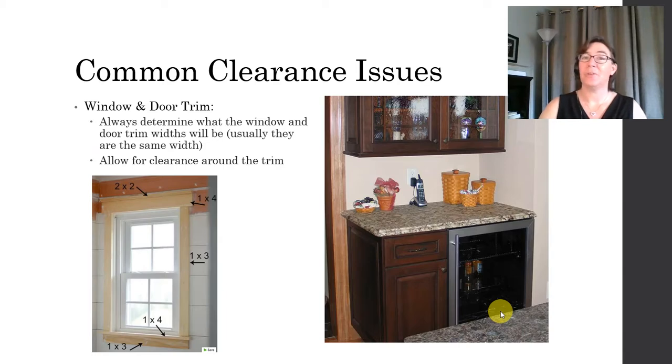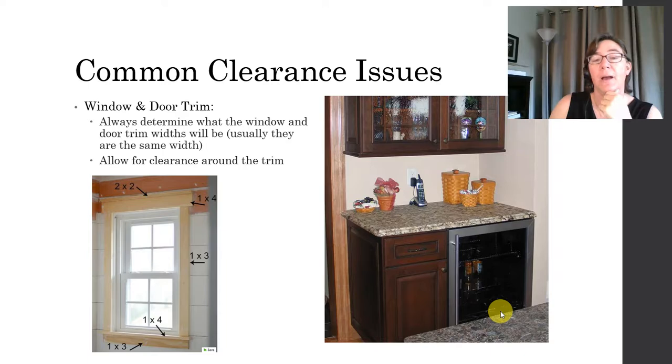Another clearance issue that sometimes catches designers unaware is window and door trim. So windows and doors will have a trim or casing around them. You need to find out what widths they're going to be if they're not there already, and allow for clearance and then some extra clearance. I would prefer that you see 1.5 inches, 2 inches between your door trim and your cabinet, just to give it a little bit of breathing room.